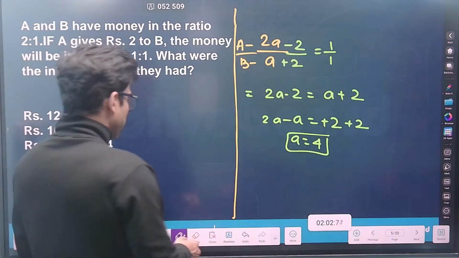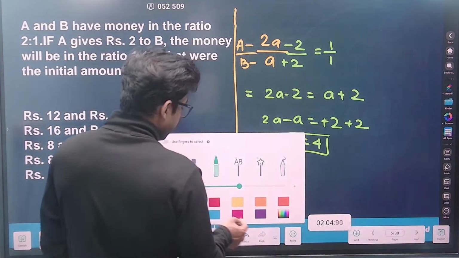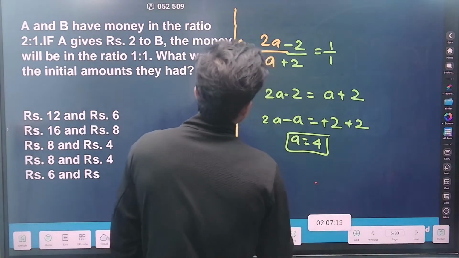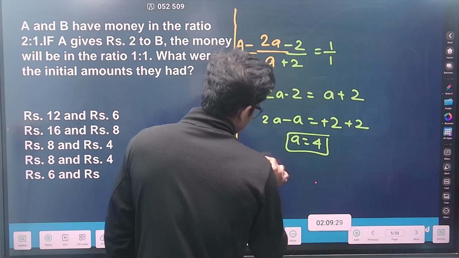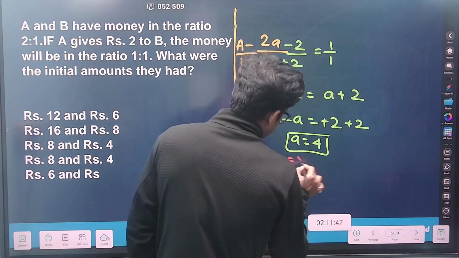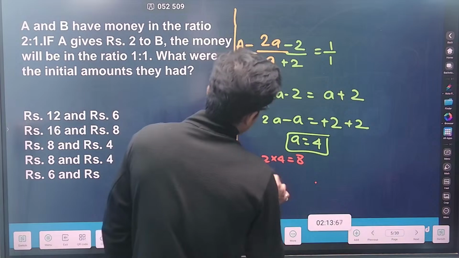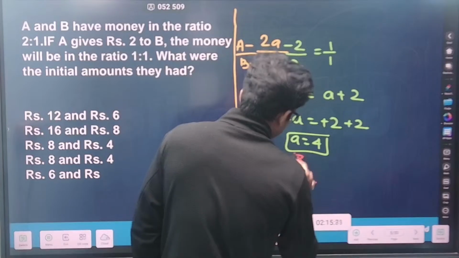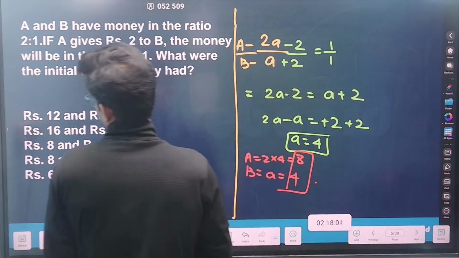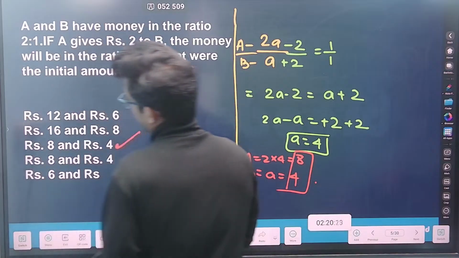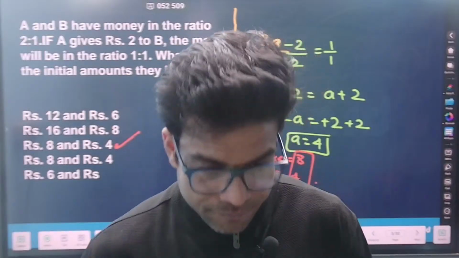If A is 4, then my capital A is 2A, 2 into 4, which is 8, and capital B, which is A only, which is 4. So 8 and 4 should be the amounts they are having. So option A, B, and C would be the correct answer.